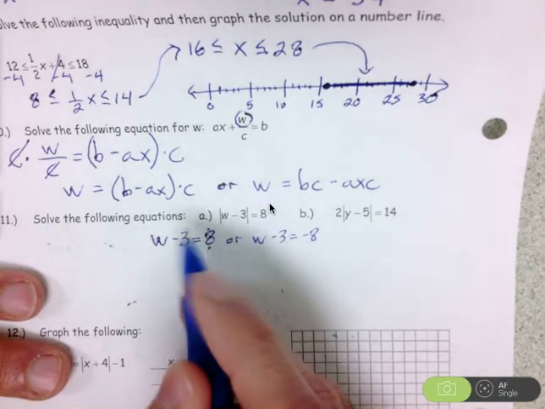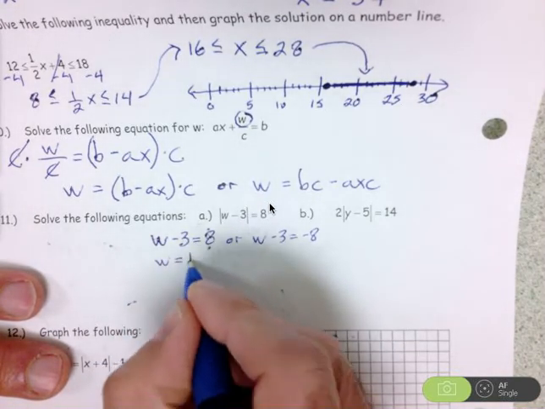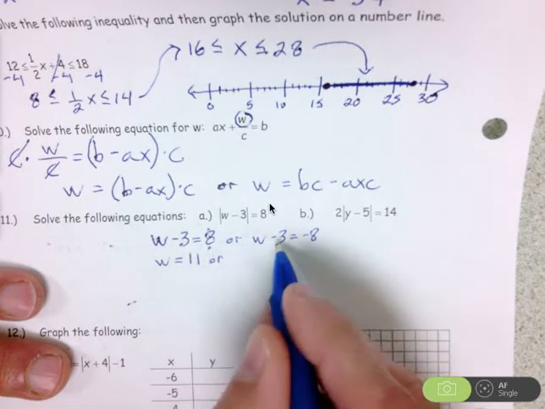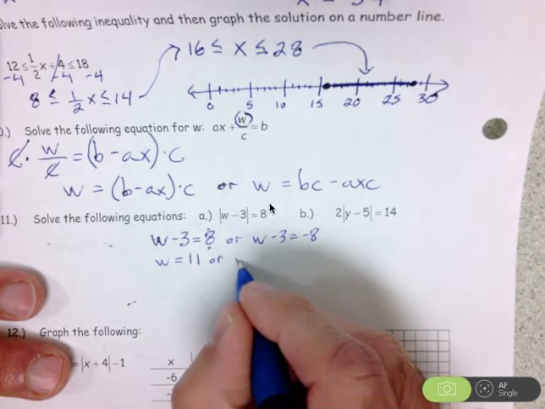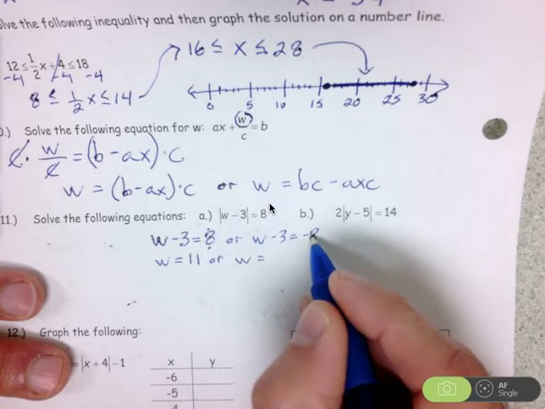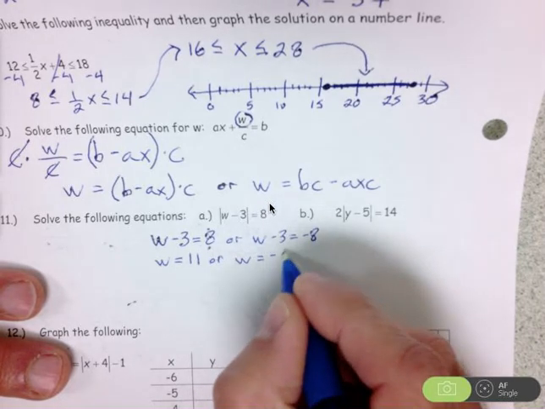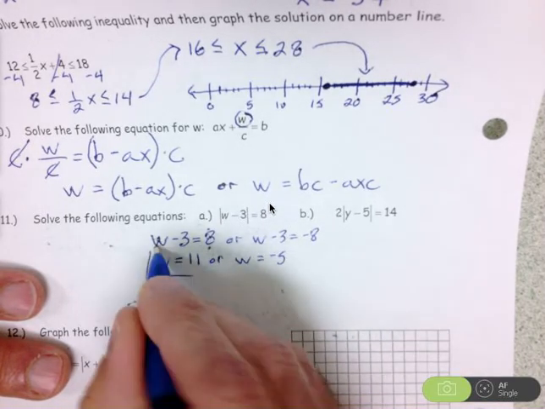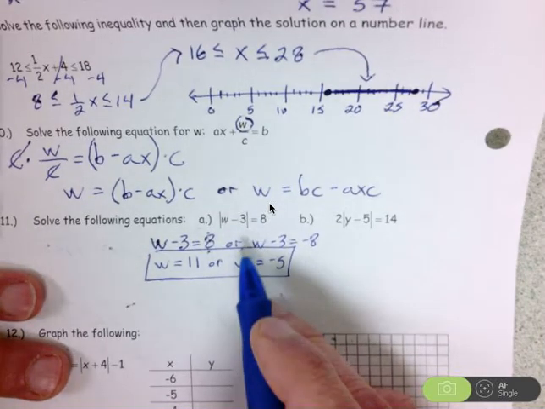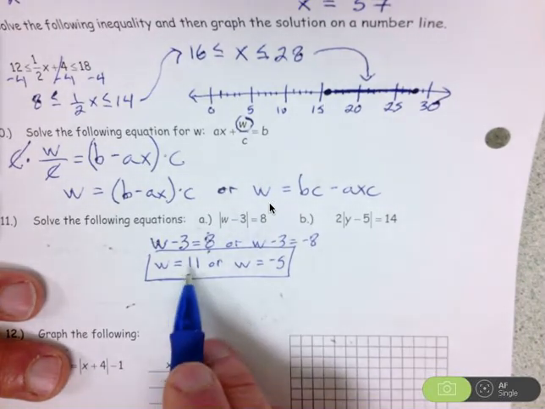So if I add 3 to both sides, 11 is one possible solution. Or here, if I add 3 to both sides, the other possible solution, the negative 8 plus 3 gives me negative 5. So there are two possible answers to this absolute value equation. And you can check yourself.